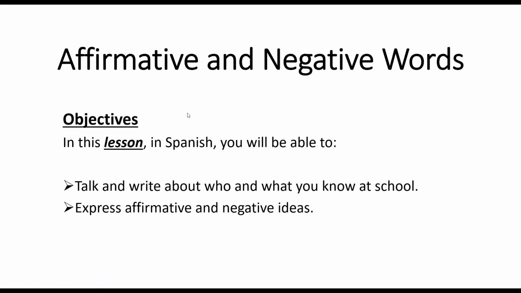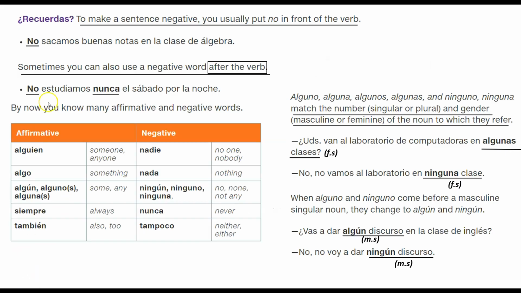Affirmative and negative words. You're going to use affirmative and negative words to talk and write about who and what you know at school and express affirmative and negative ideas. So we just talked about it. To make a sentence negative, put no in front of the verb. No sacamos buenas notas en la clase de álgebra. We don't get good grades in algebra class.